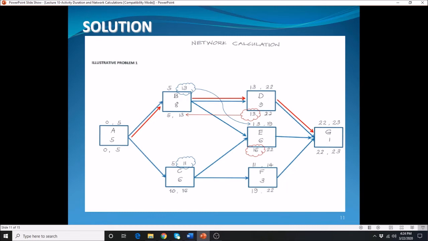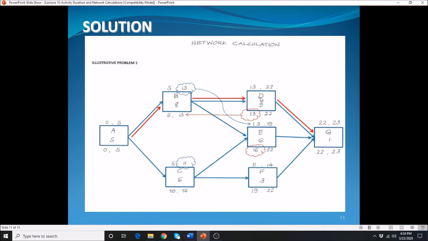So why did I say maximum? Because there will be cases wherein a given activity is preceded by 2 or more activities. And I'm going to show you that as we move on to your activity E. Alright, so 5 plus 8, that will give you 13. And then here your C is preceded by activity A. The early start of activity C is equal to the early finish of the previous activity. So we have here 5 plus 6 is equal to 11.